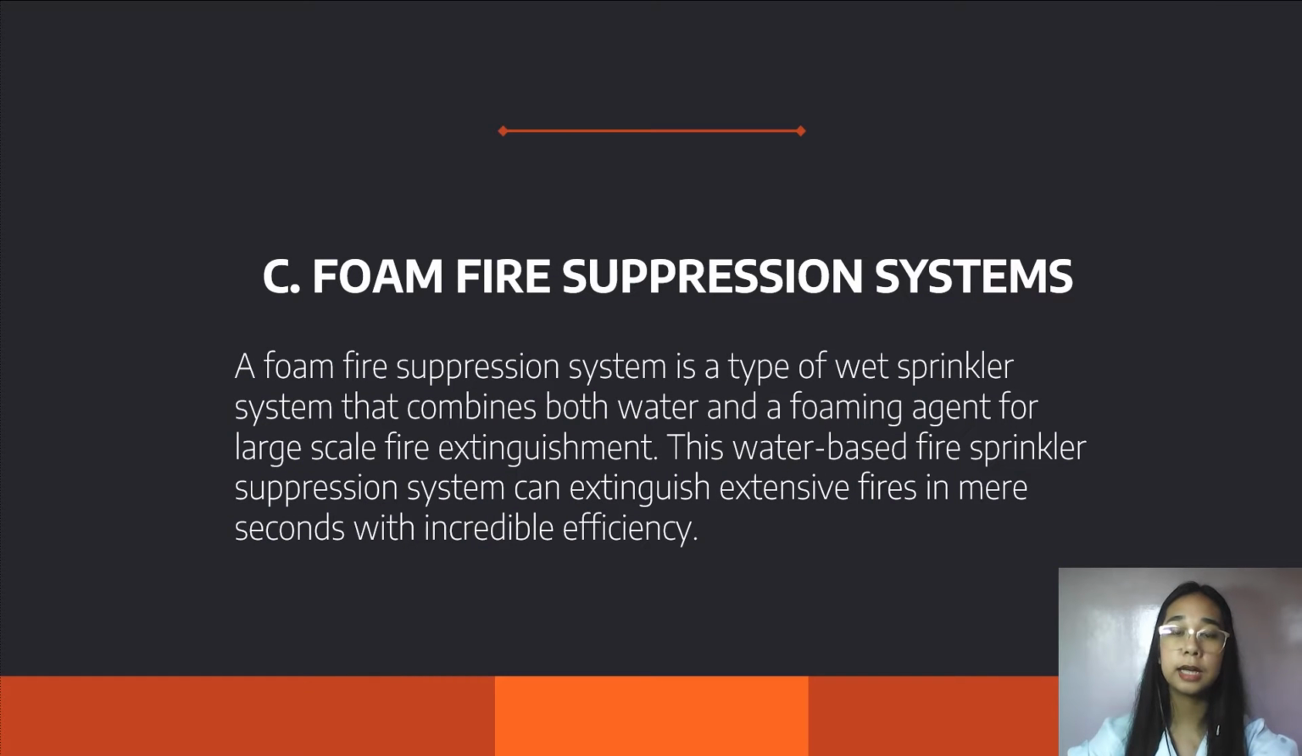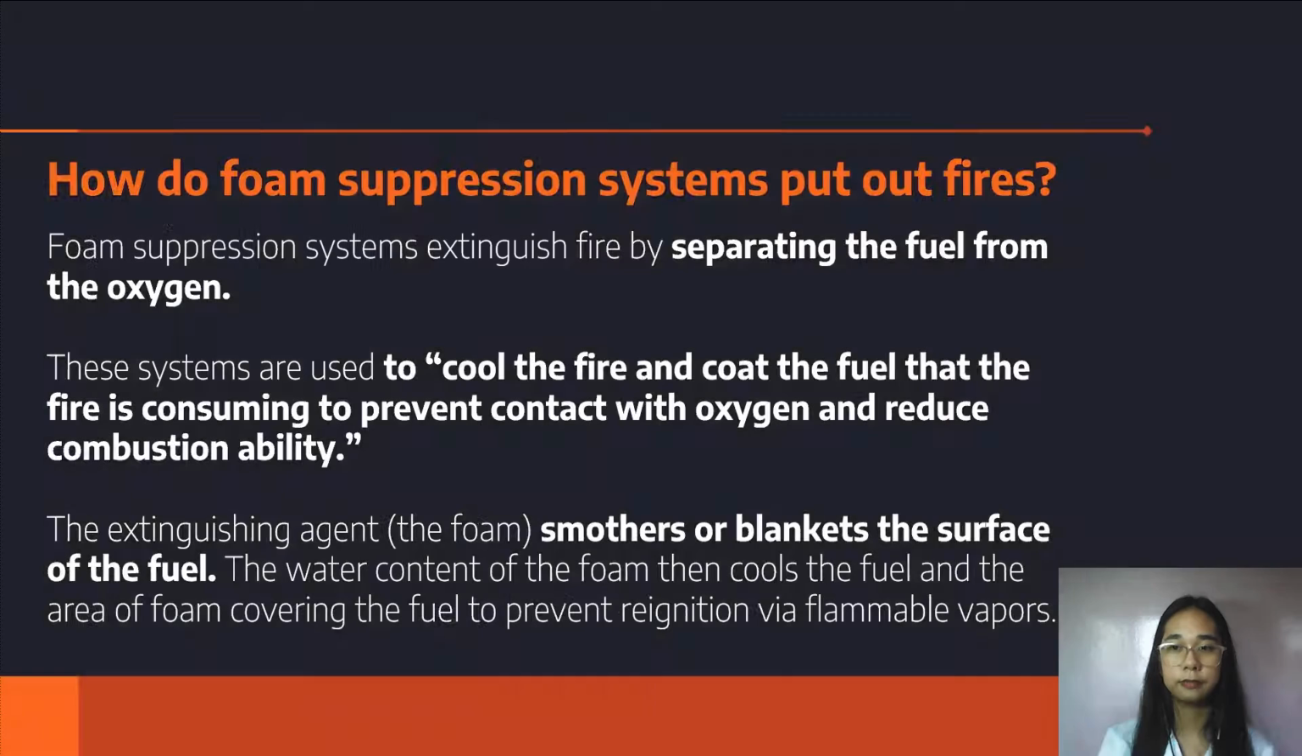And lastly, under the Special Fire Hazard Protection System is the Foam Fire Suppression System. A foam fire suppression system is a type of wet sprinkler system that combines both water and foaming agent for large-scale fire extinguishment. This water-based fire sprinkler suppression system can extinguish extensive fires in mere seconds with incredible efficiency.